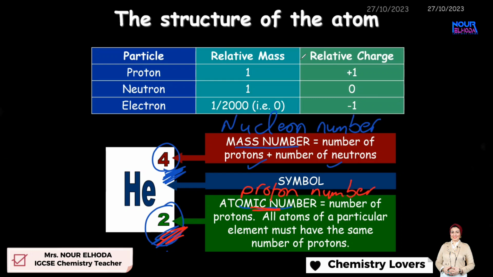Good job. Now I'm going to ask you, what is meant by mass number? What is meant by atomic number? What's going to be your answer? The mass number is the total number of protons and neutrons in the nucleus of an atom. Well done.